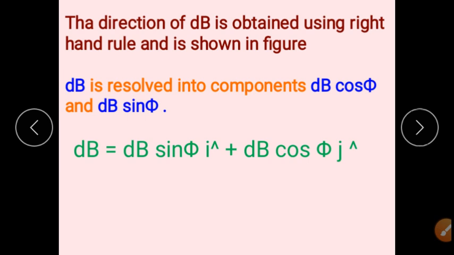This equation is written just like we are writing 10 is equal to 6 plus 4. What is 10? It is 6 plus 4. Similarly, here dB is dB sin phi plus dB cos phi, but dB is a vector, therefore we have to mention the direction of each component. The sin phi component is along the x direction and the cos phi component is along the y direction. That is why we added i cap and j cap there.